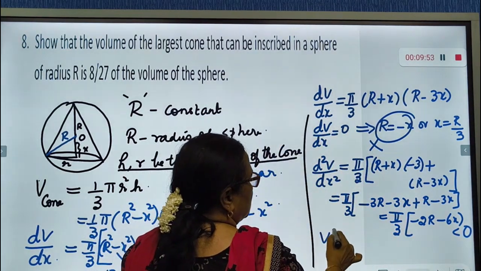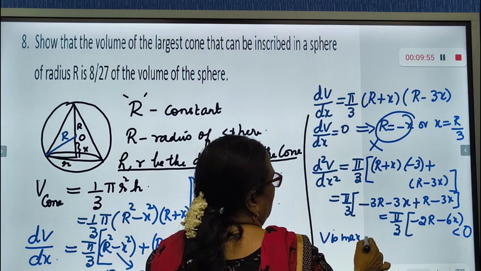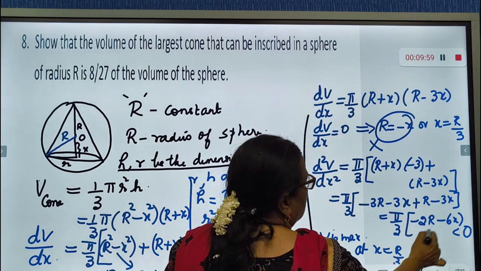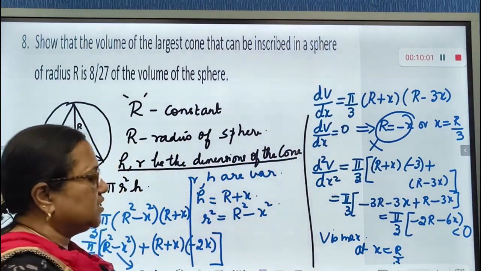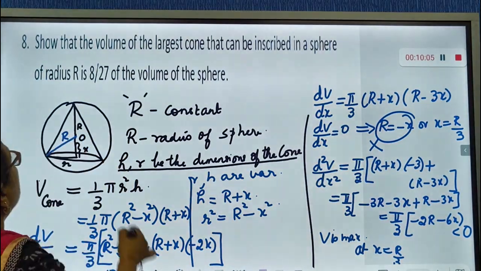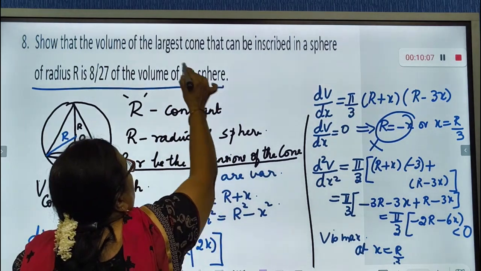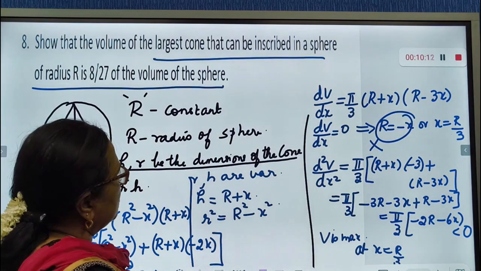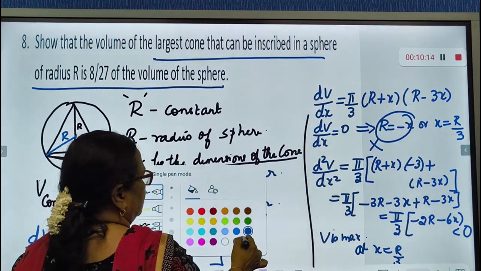So volume is maximum at x equal to r by 3. If you want, you can substitute x equal to r by 3 and further simplify it and show that it is actually negative. But what is it that you have to prove? The volume of the largest cone is actually 8 by 27 the volume of the sphere.